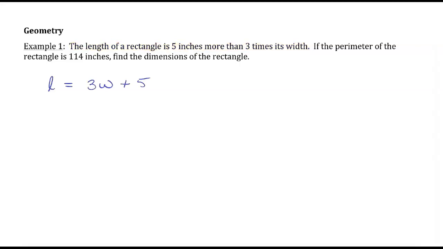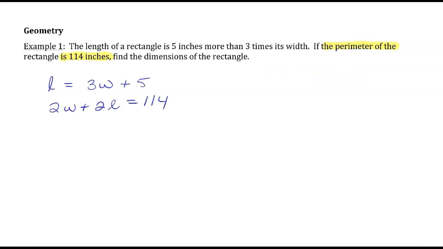In the second sentence, we have that the perimeter is 114 inches. Remember that the perimeter of a rectangle is equal to 2 times the width plus 2 times the length. So when we're told that the perimeter is 114 inches, we can write that 2W plus 2L is equal to 114. Now we have two linear equations with two variables. This is a system of two linear equations.